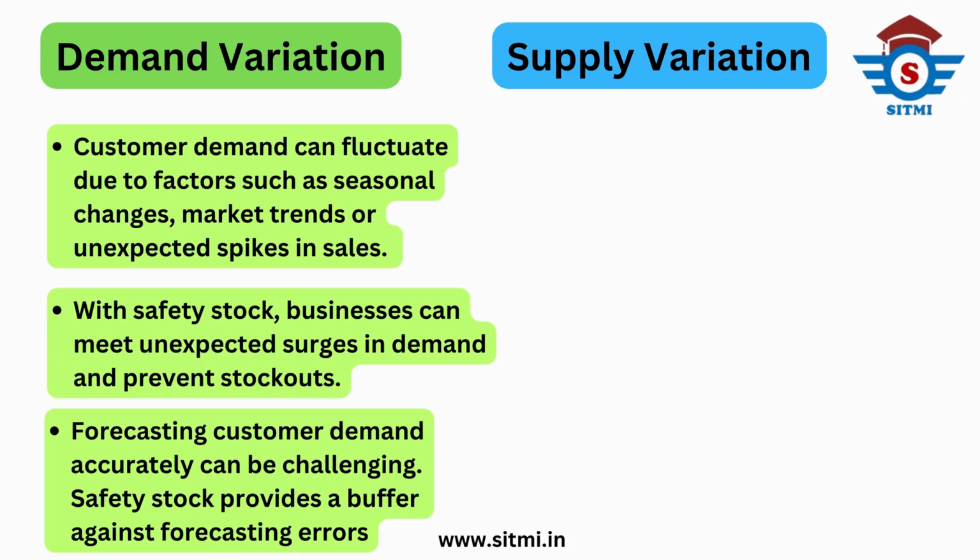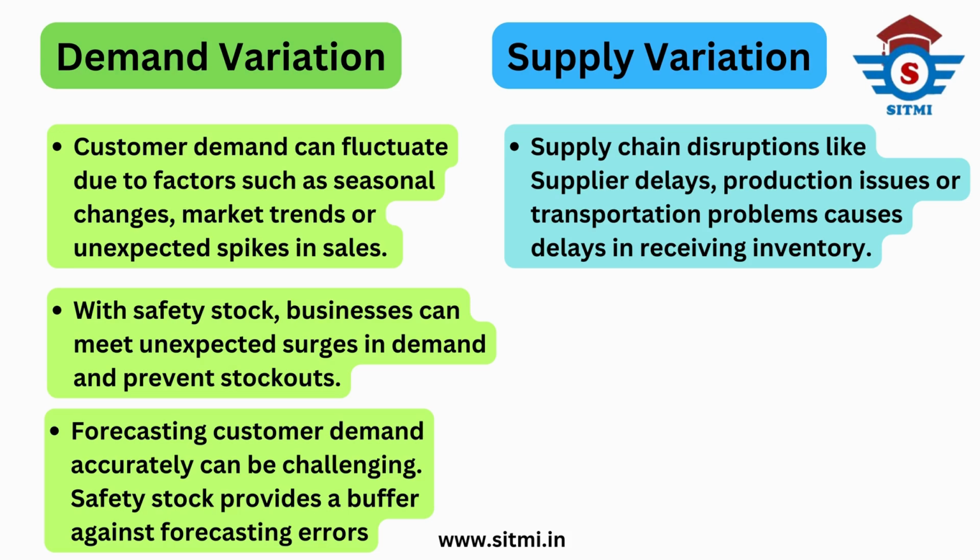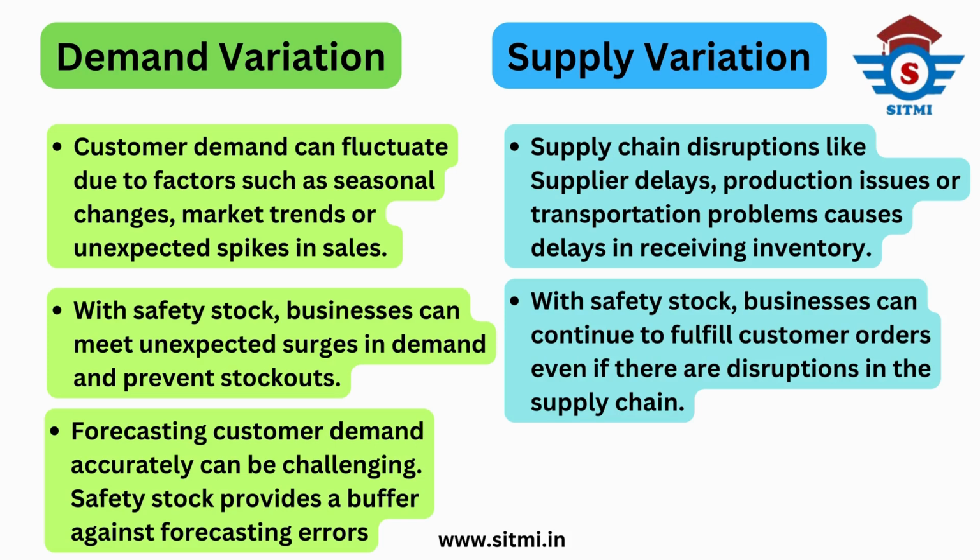Now let's understand supply variation. Safety stock acts as a cushion against any supply chain disruptions. We all know that there are many supply disruptions, which can include supplier delays, production issues, or transportation problems, and they all cause a delay in receiving inventory from suppliers or external organizations. By maintaining safety stock, businesses can continue to fulfill customer orders even if there are disruptions in the supply chain.